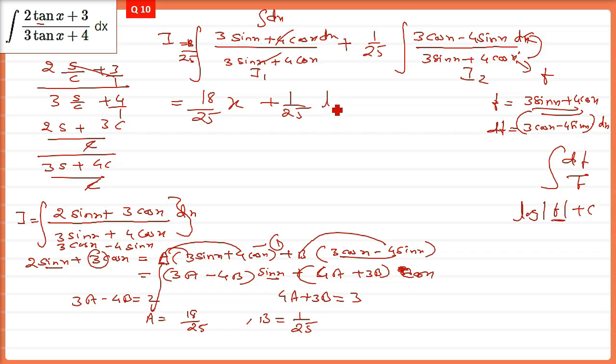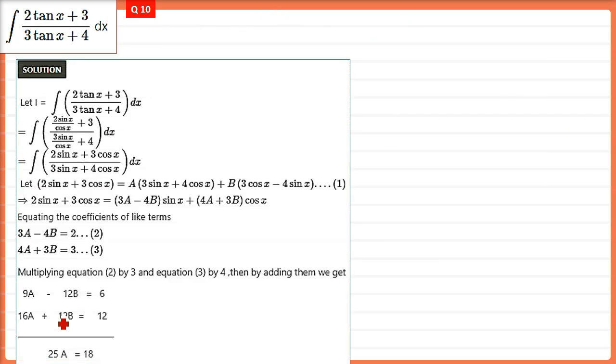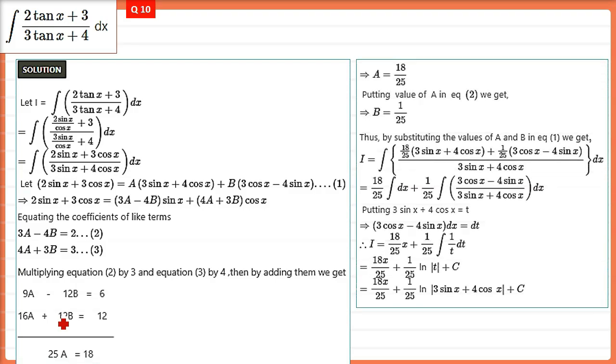So we can just directly write this in the actual solution. So let me write it here. Log modulus of, just take the denominator, 3 sin x plus 4 cos x plus constant of integration. That's your final answer. So how it is going to be done, because you have to write all these in the prescribed format which I presented. Your answer should be almost similar to this answer.